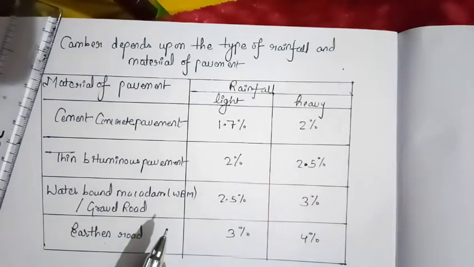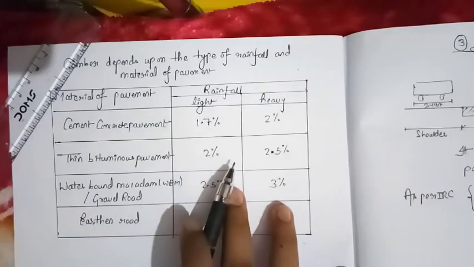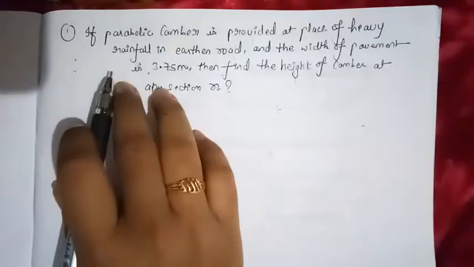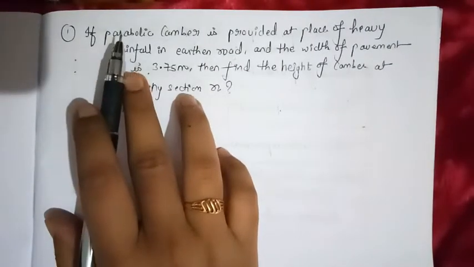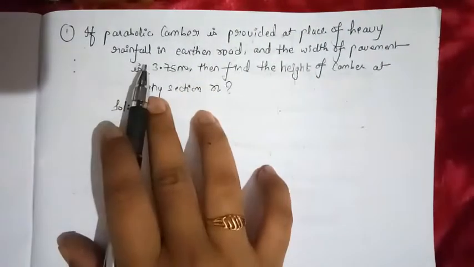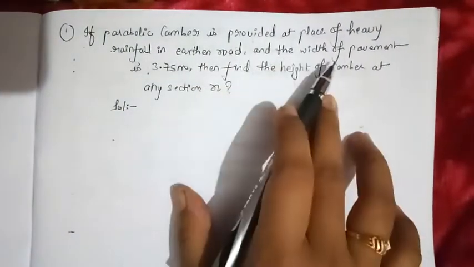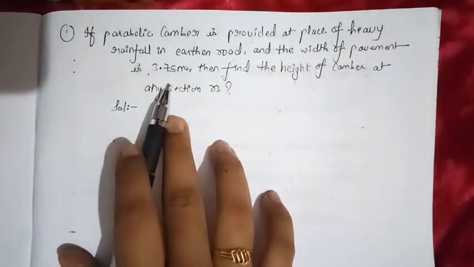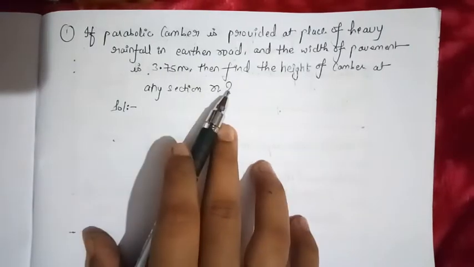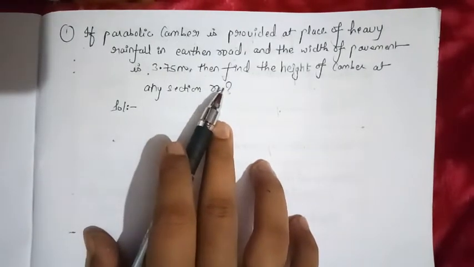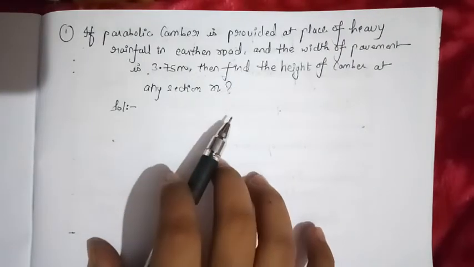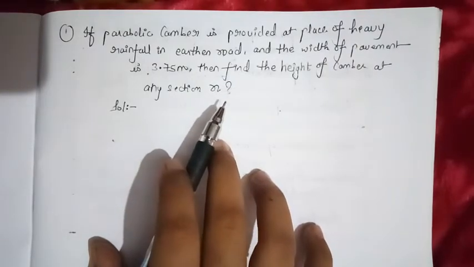So next we will see one important numerical related to the camber. This is the question. The question is asking, if a parabolic camber is provided at a place of heavy rainfall in an earthen road and the width of the pavement is 3.75 meter, then find the height of the camber at any section x. So this question is very simple. You can pause the video and try to solve it on your own. If you are facing any difficulty, then only you can see the solution part.